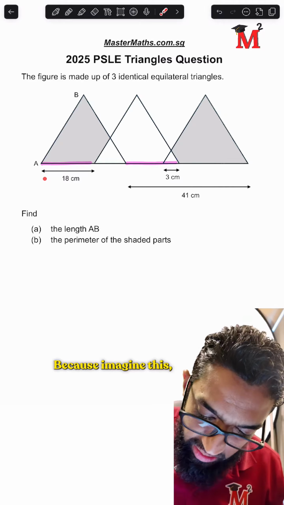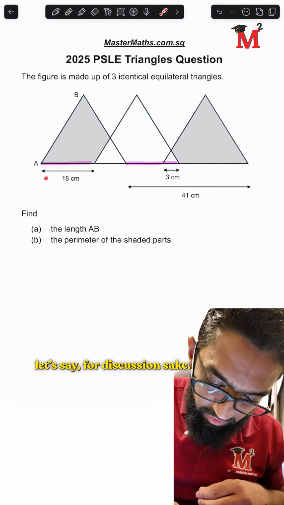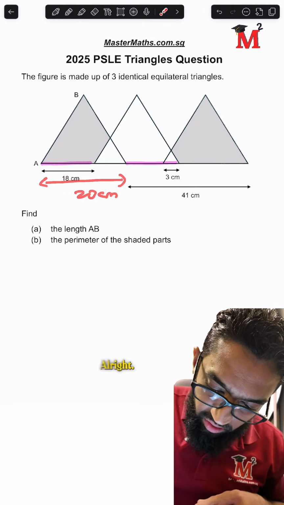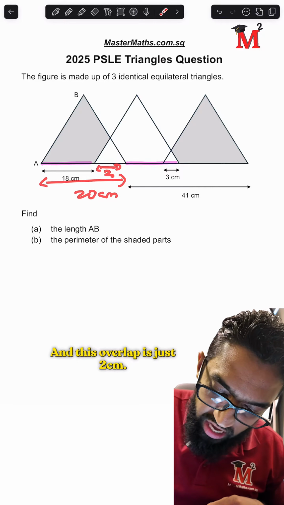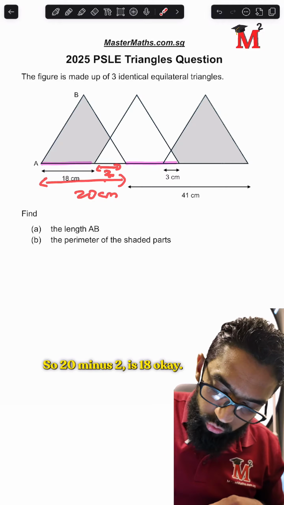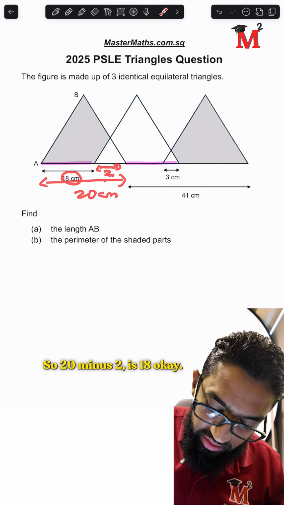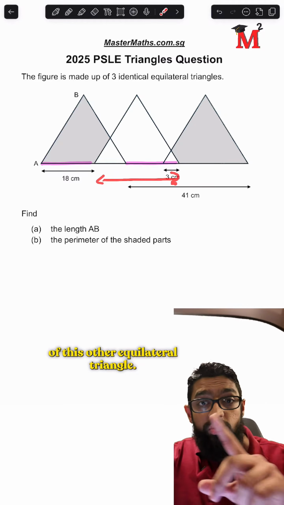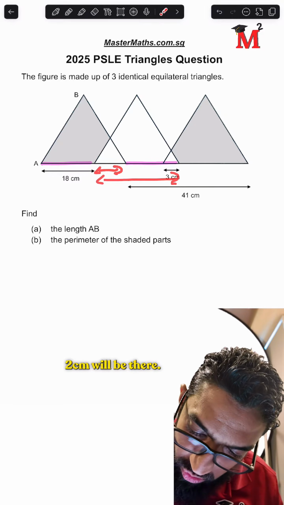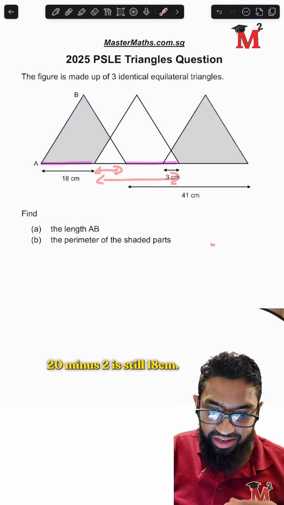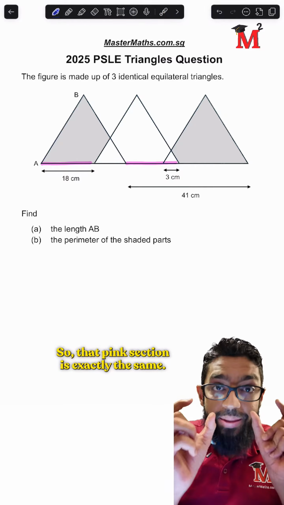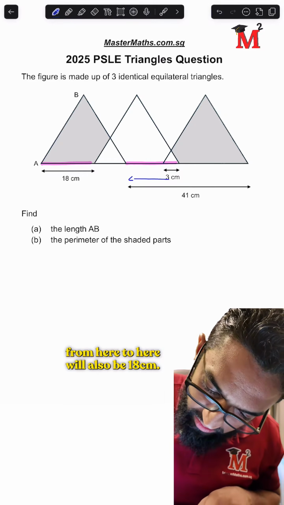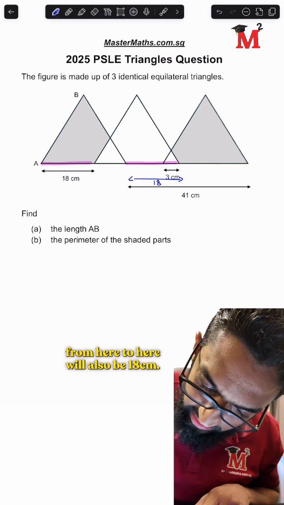Why? Because imagine this. Let's say, for discussion's sake, this entire thing is 20 cm, and this overlap is just 2 cm. So 20 minus 2 is 18. That same 20 cm will be the length of this other equilateral triangle. 2 cm will be there. 20 minus 2 is still 18 cm. So that pink section is exactly the same, which means from here to here will also be 18 cm.